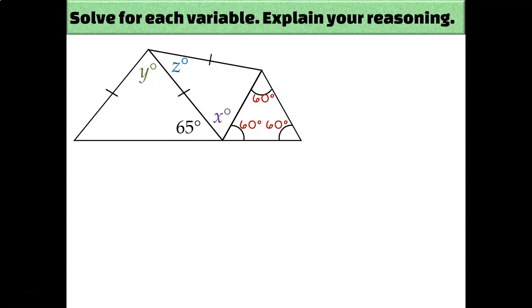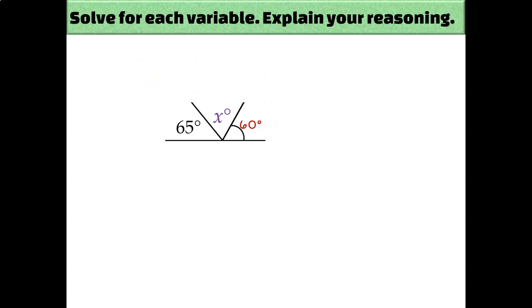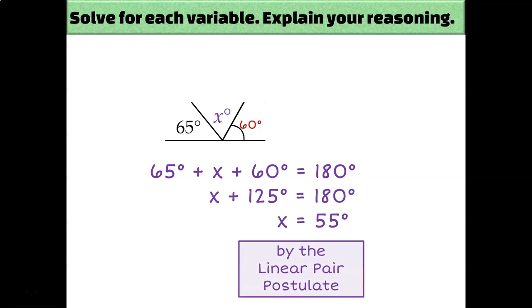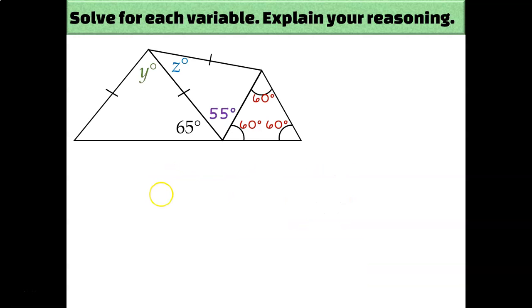So how could I use that information to help me solve for x? Well, yet again, it doesn't require any knowledge of triangles. If I just focus on this part of my diagram, I see that those three angles must add up to 180 degrees. 65 plus x plus 60 equals 180, so x must be 55 degrees. And that would be because of the linear pair postulate.